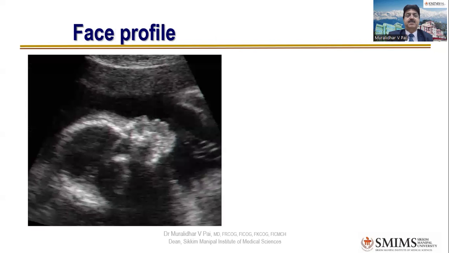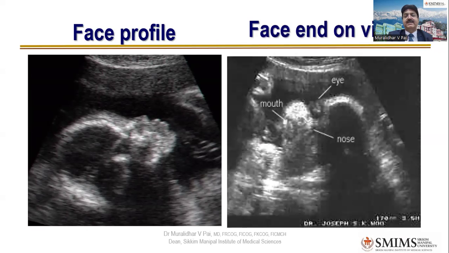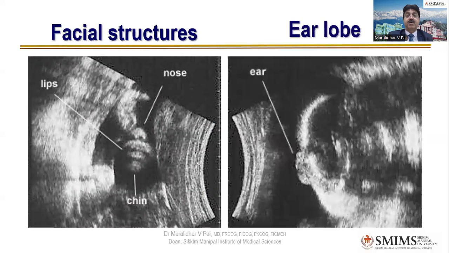And of course, face profile. If you can see the nasal bone or this kind of a profile, you can almost rule out Down syndrome. Face end-on view, you can see that the eyes and nose and mouth, everything can be seen. Cleft lip, cleft palate can be made out here. Facial structures are very, very clearly seen in this particular profile. And low set ears, low set eyes will be a sign of Down syndrome.